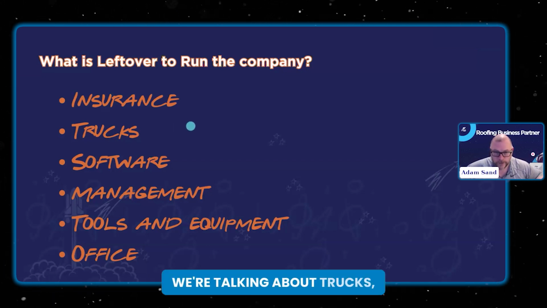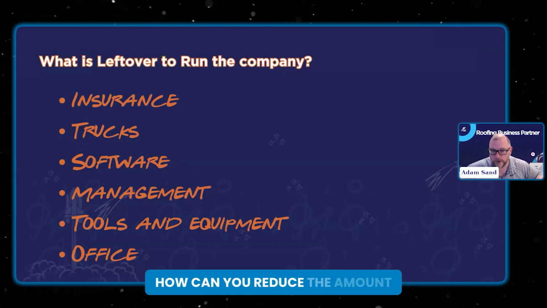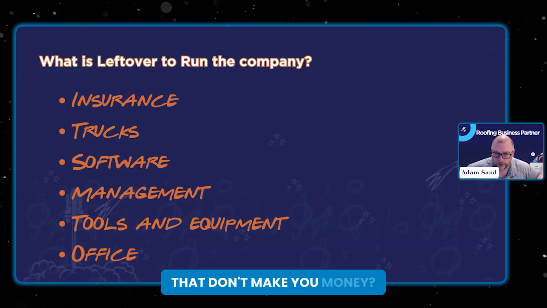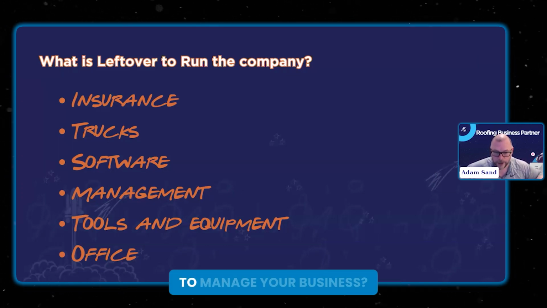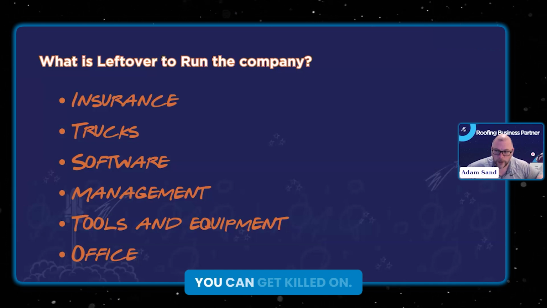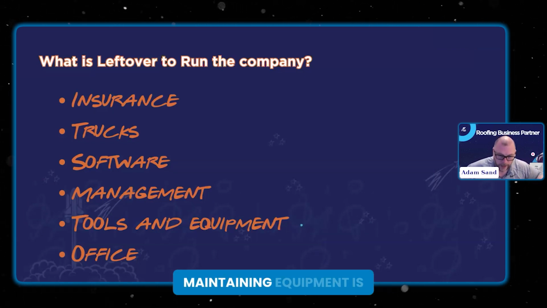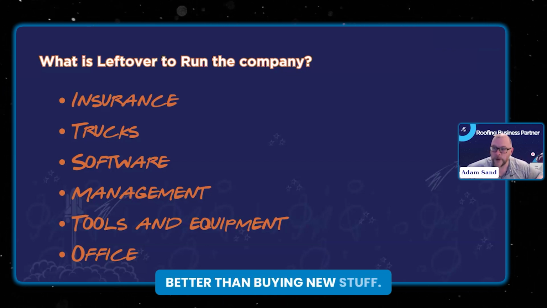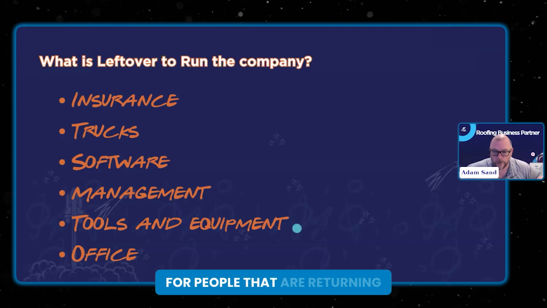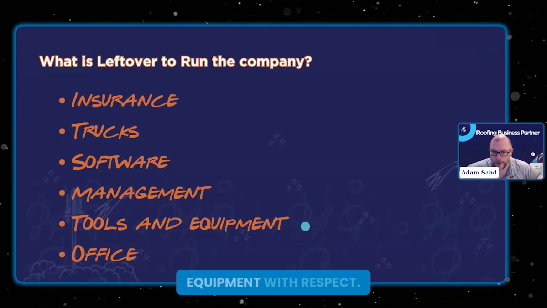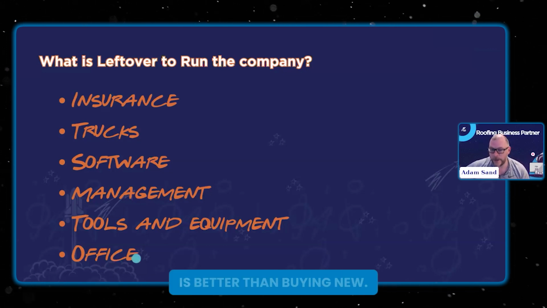Same thing with trucks and software. How can you use software to make you more money? How can you reduce the amount of software you're paying for that doesn't make you money? Then there's your management. How much do you have to pay people to manage your business? This is something that you can get killed on, the middle manager stuff. Then the tools and equipment that you're using. Maintaining equipment is better than buying new stuff, making sure there's accountability in the business for people returning, maintaining, and treating equipment with respect. Same thing goes with your vehicles. Sometimes maintaining what you have is better than buying new.